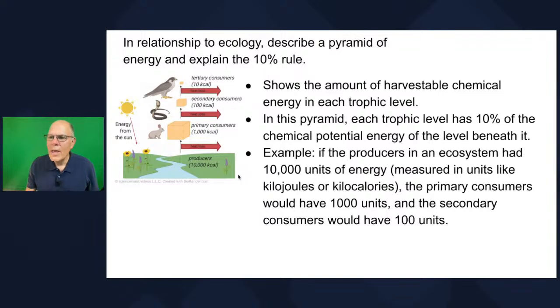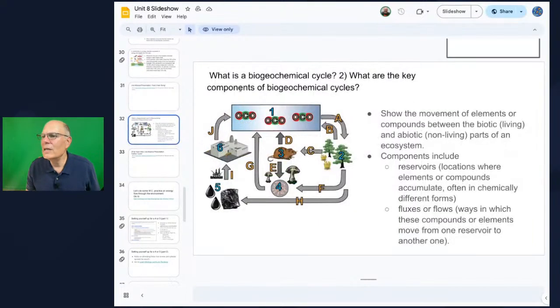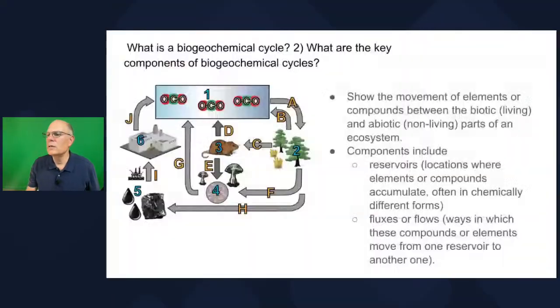So that is food chains. Another system that we're going to look at now is the Calvin cycle. We're going to look at biogeochemical cycles.